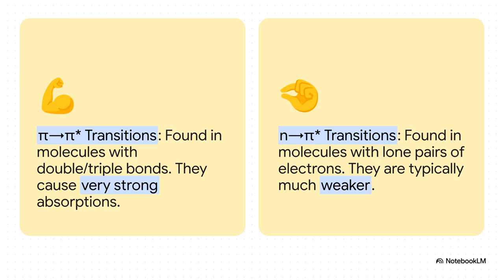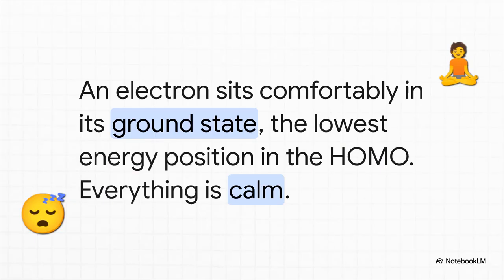And these jumps, they kind of come in different flavors, and each one leaves a very different fingerprint on the data. You've got your pi-to-pi star transitions, which you see in molecules with double bonds, and they give these really strong, intense signals. Then you have n-to-pi star transitions, which involve electrons that aren't in bonds, lone pairs, and these are usually much weaker. Just by seeing which kind of jump happened, chemists can start to figure out what they're looking at. So let's just visualize this for a second.